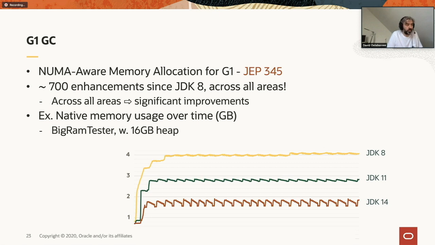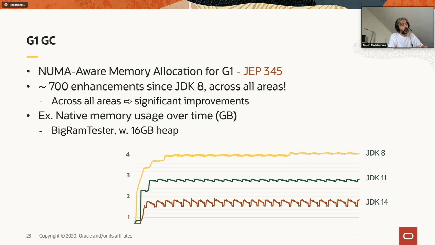In JDK 11, it was reduced to, I think, 2.7 gigabyte, and in 14, it has been reduced to 1.7 gigabyte. So basically, you see that by switching from 8 to 14, we have greatly reduced the memory footprint of G1. Not only that, we also improve the performance. So basically, when you put together all those 700 enhancements, that improves G1 a lot across all our areas.